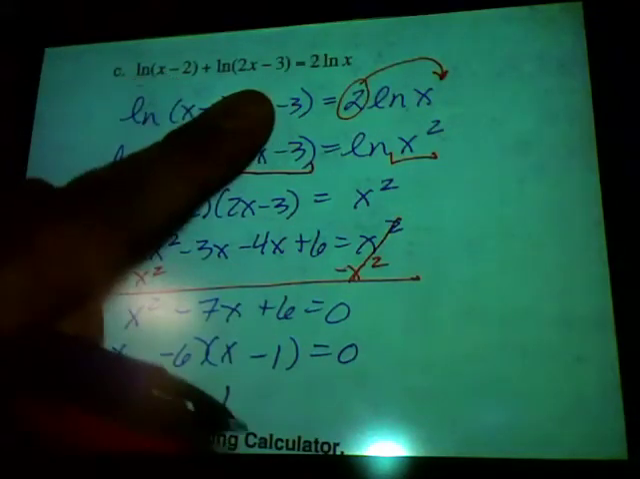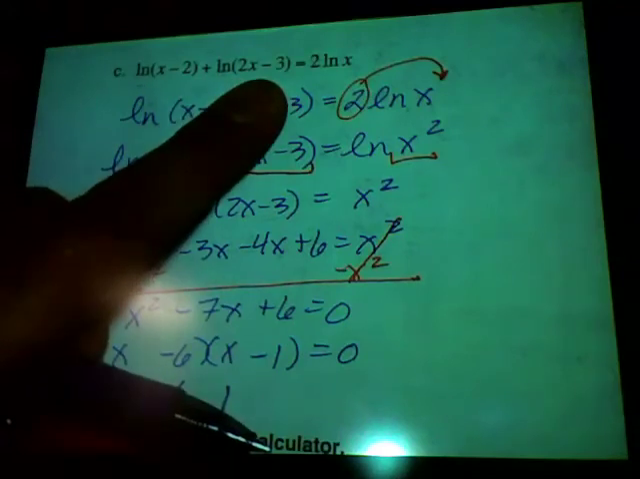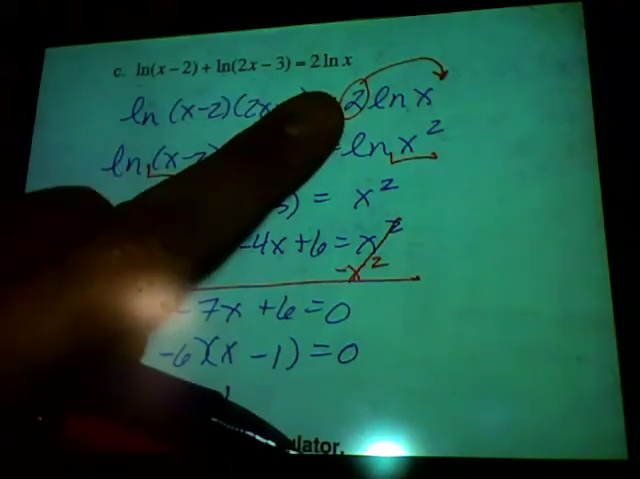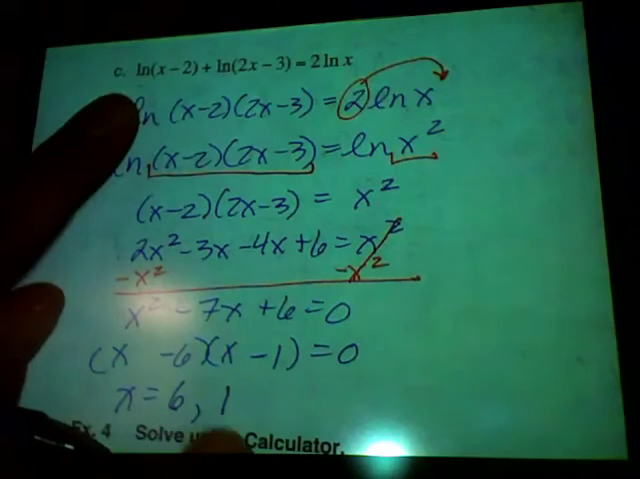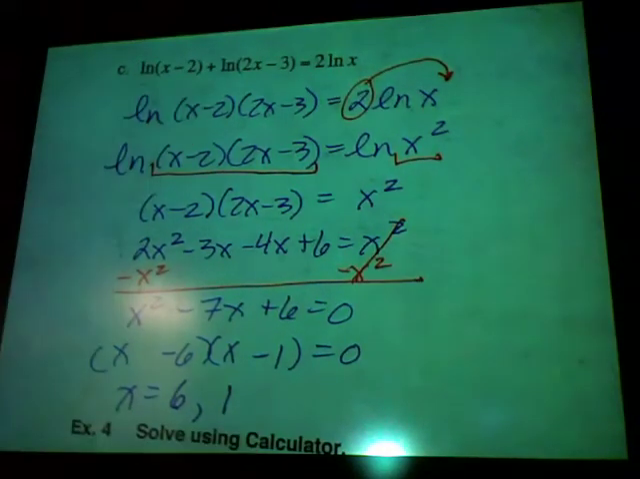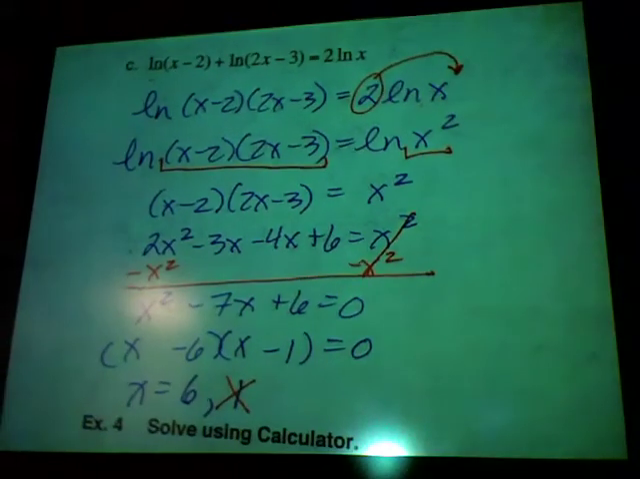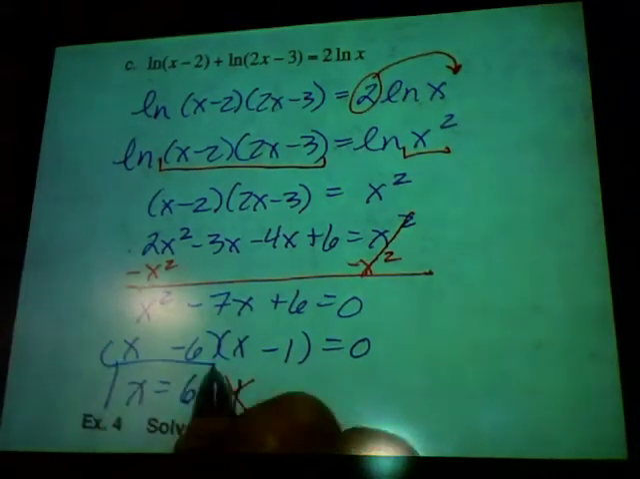Does it work over here? What's 6 times 2? 12 minus 3? 9. That works. And then natural log of 6. That works. But look what happens when I put 1 in. What's 1 minus 2? We have an extraneous solution. We have to throw that one out. That means that this is our only solution.